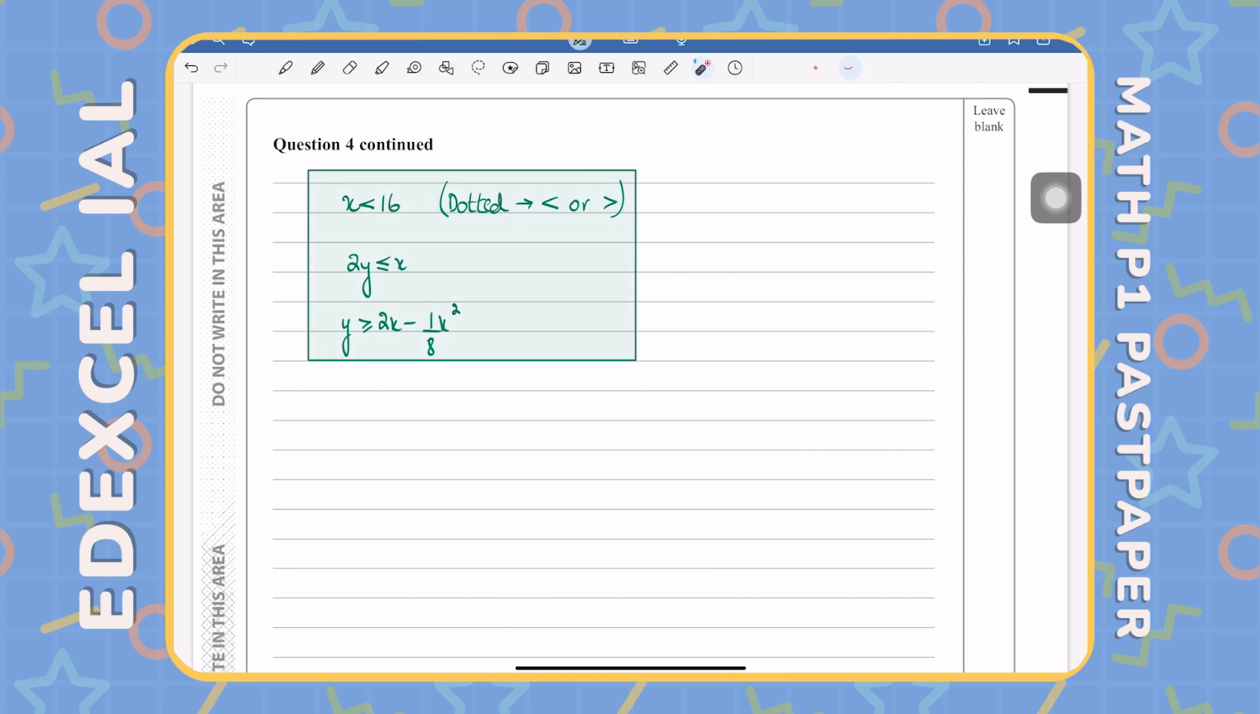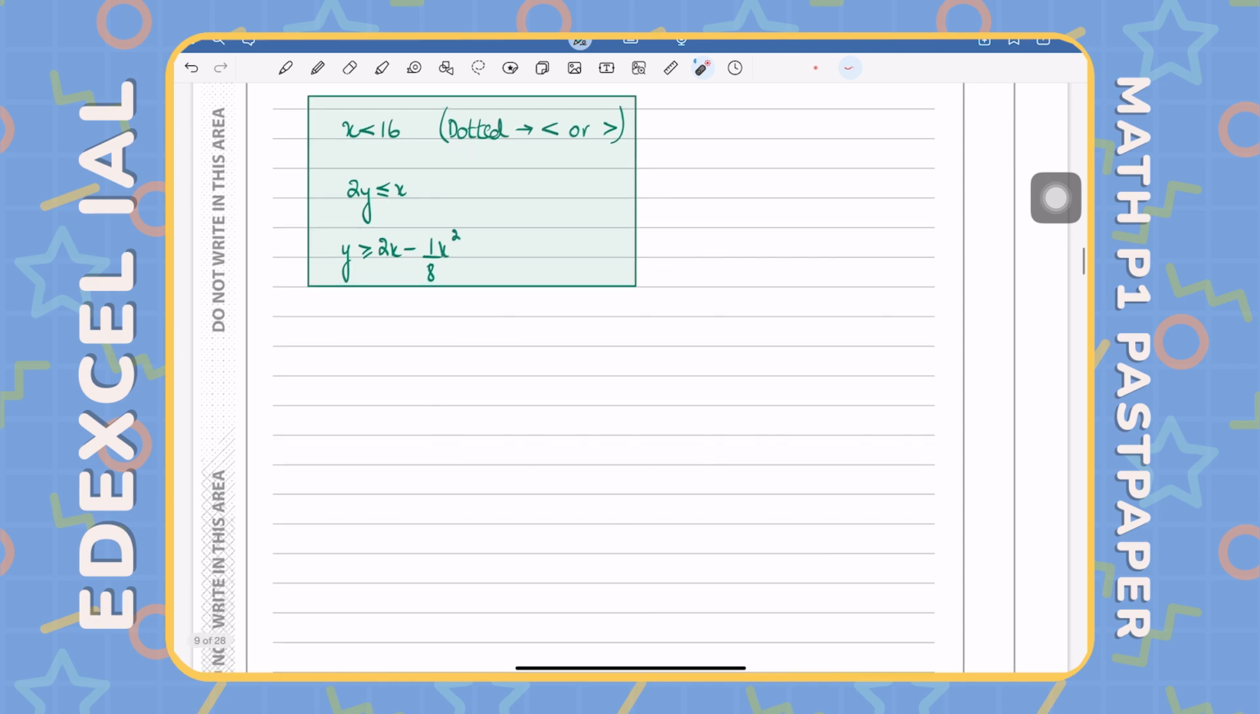And remember, this was just for your understanding. You don't necessarily have to write this in the exam.